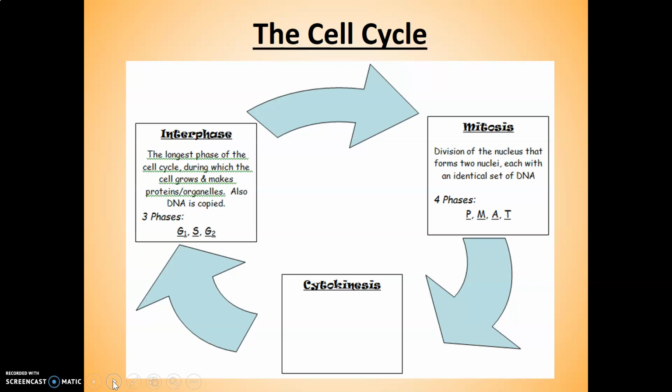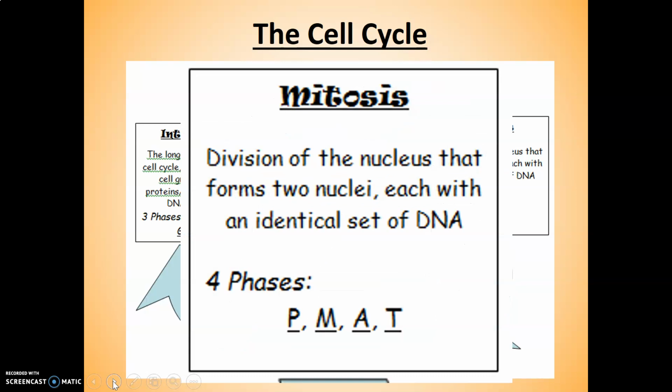The second part, after interphase, we move into mitosis. Mitosis is the division of the actual nucleus, and it forms 2 new nuclei, and each has an identical set of DNA from the original cell. And within mitosis, there are 4 phases. You have P, M, A, and T. P for prophase, M for metaphase, A for anaphase, and T for telophase.